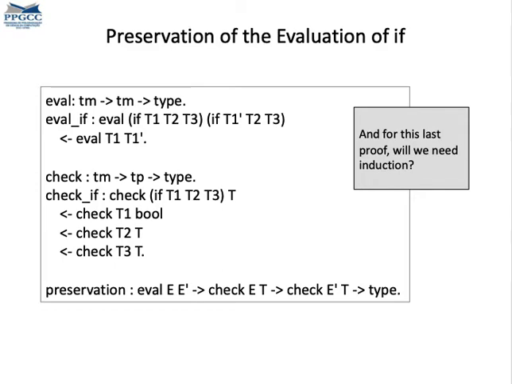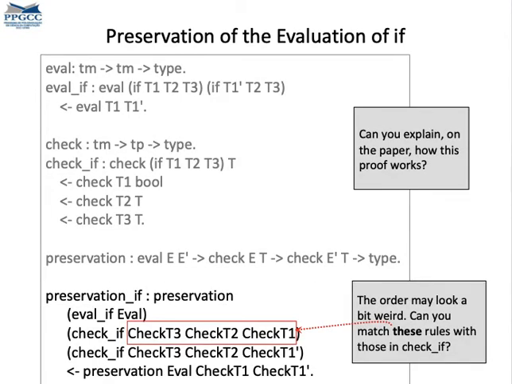Now our last case, eval if. Would you like to try to write a proof? I can tell you what we know. We know that if t1 then t2 else t3 goes to if t1 prime then t2 else t3. We also know that the type of t1 is bool, the type of t2 is big T, and the type of t3 is also big T. So how do we conclude the proof? In this case, we will need induction.